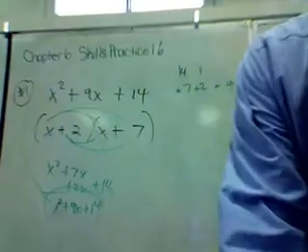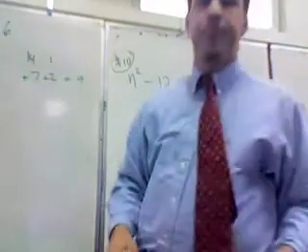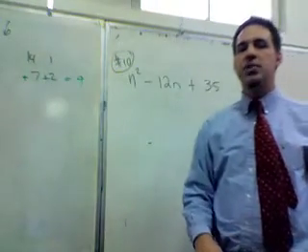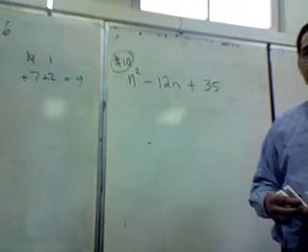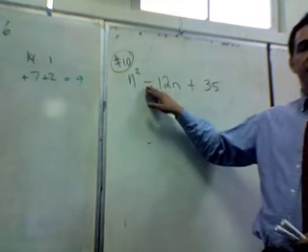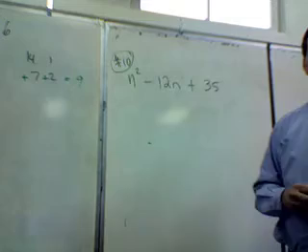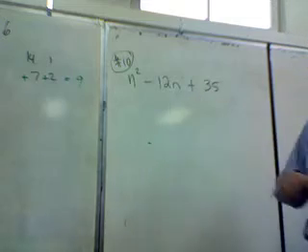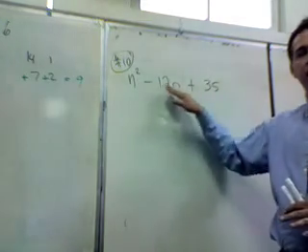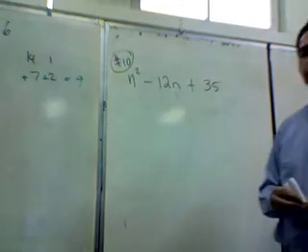We're going to go to another question here. That was number 1 on your sheet. This is number 10, n squared minus 12n plus 35. The only difference here is that we have a negative sign here. We still have a positive sign there. This is not a perfect square. We can't take any common factors out. We always look for those too.